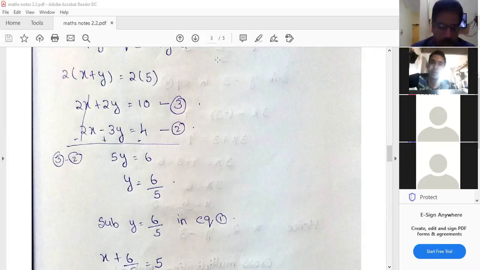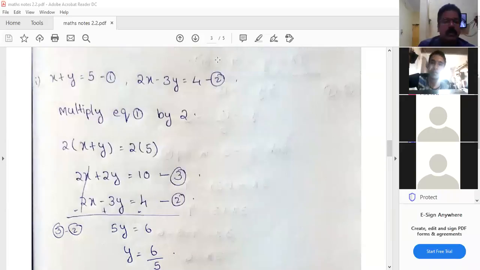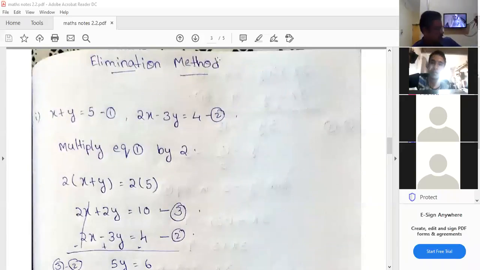Copy it. Elimination method. You can copy it.